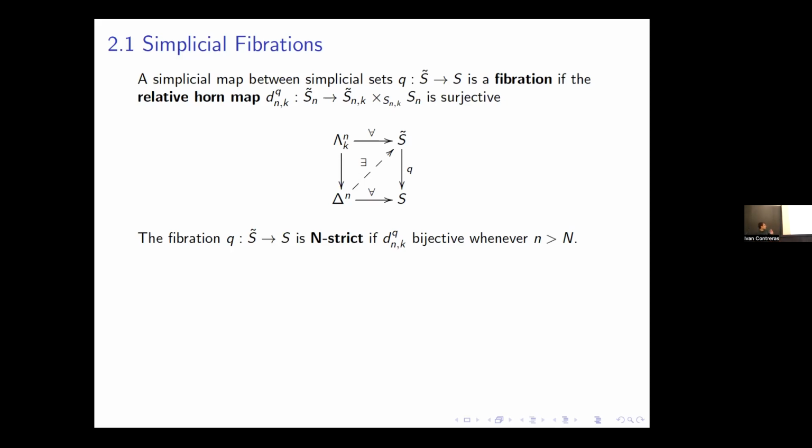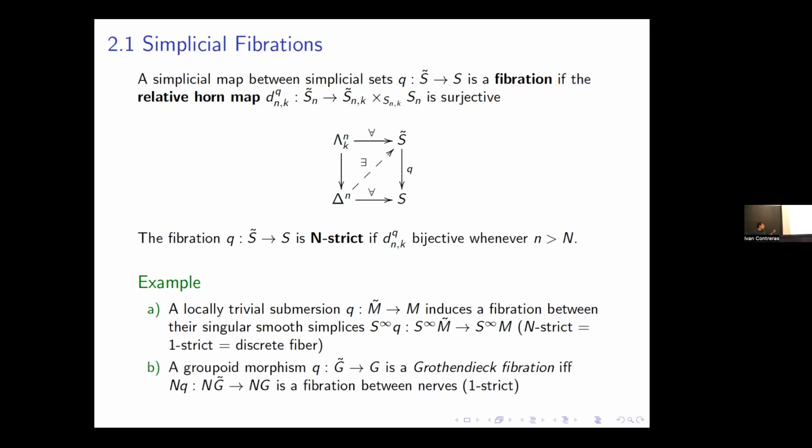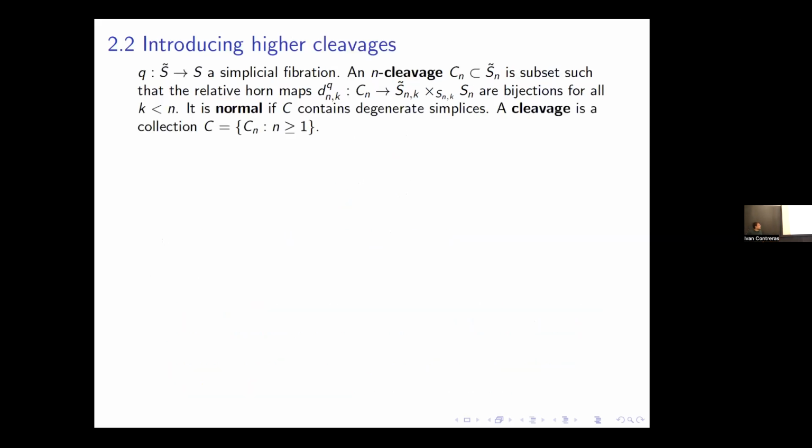You determine them a priori. And then, as I was saying, examples: if you have a submersion, you can take the smooth singular simplices. If you have groupoids, there is this notion of Grothendieck fibration that is more general, for categories, but you can restrict it to groupoids. Then a map of groupoids is a fibration if and only if the nerve induces a fibration between the nerves.